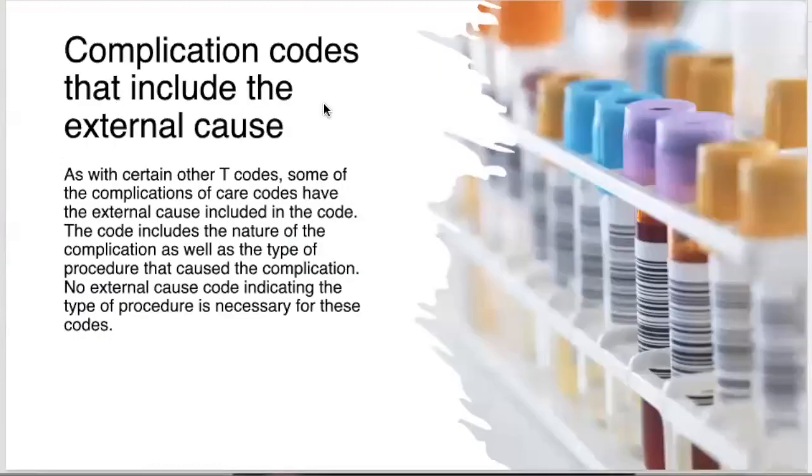And let's continue here. Complication codes that include external causes. As with certain other T codes, some of the complications of care codes have the external cause included in the code. The code includes the nature of the complication as well as the type of procedure that caused the complication. No external cause code indicating the type of procedure is necessary for these codes. Okay.